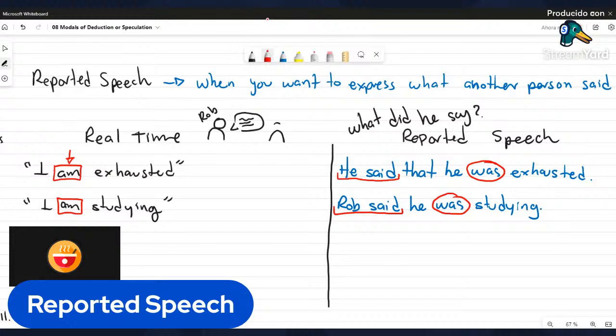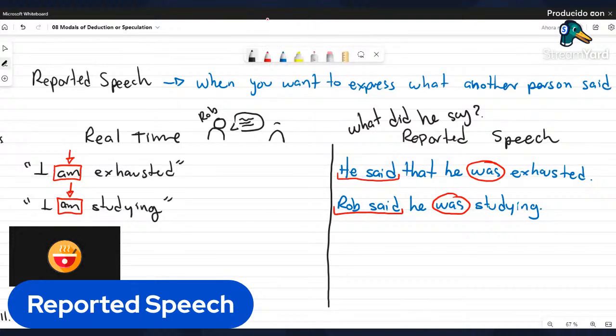So Rob said he was studying, right? As you can see, what changed was the be verb. Yes, it changed to past. That's what happened. Yes, when I'm talking about the present, I have to say that.